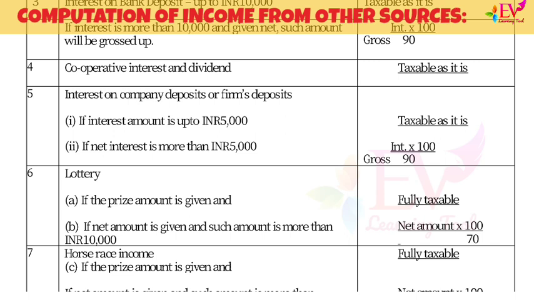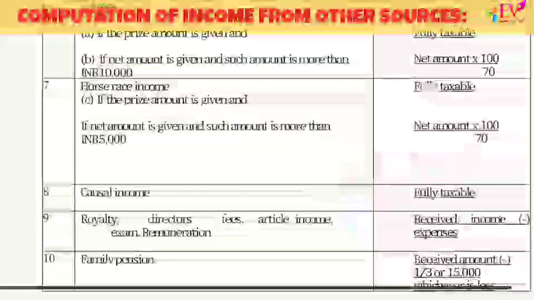Interest on company deposits or firms deposits. A. If interest amount is up to 5,000 Indian rupees, it is taxable as it is. B. If net interest is more than 5,000 Indian rupees, taxability is on gross. In casual income, lottery and horse race, if net amount is given and such amount is more than 10,000 Indian rupees, it is taxable on net amount.